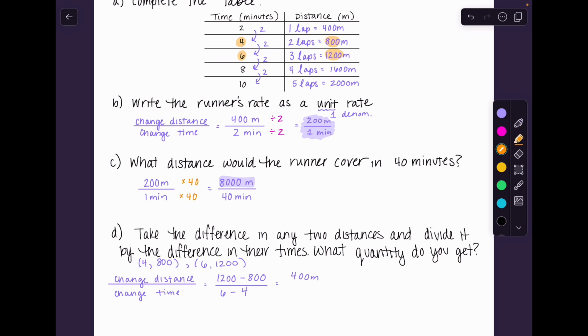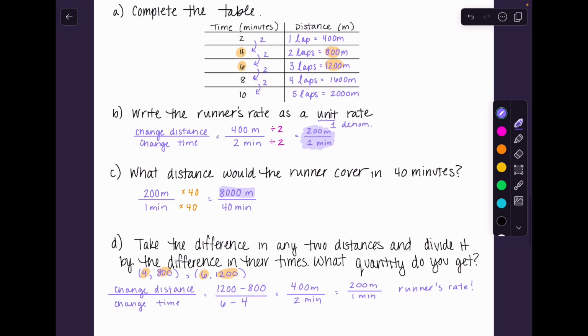And then I'm going to divide this by the change in their time. And I'm going to stay consistent. I started with 1,200, subtracted 800. We want to do the same order for the time. So we want to do 6 minus 4. So this person ran an extra 400 meters in 2 minutes, which is exactly that runner's rate. So you can even condense it down to the unit rate, 200 meters for every 1 minute. Okay. So by looking at this, we ended up with the runner's rate.